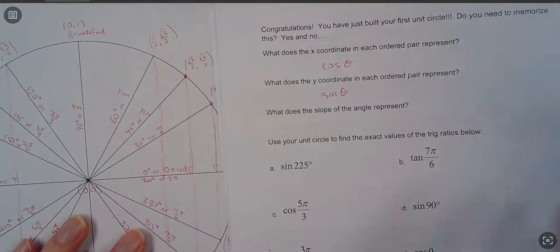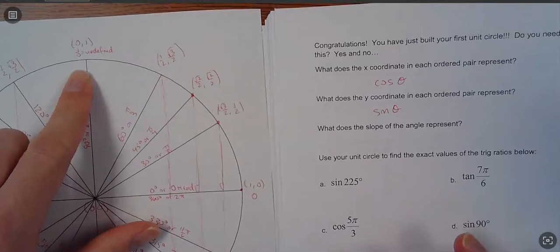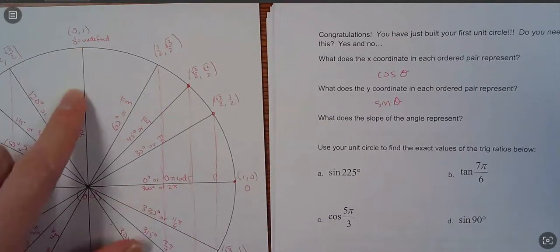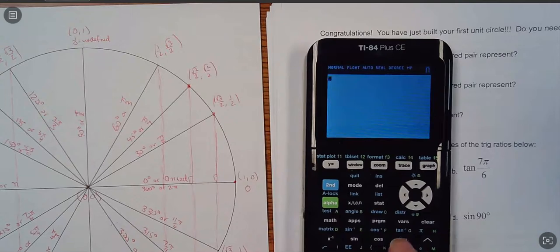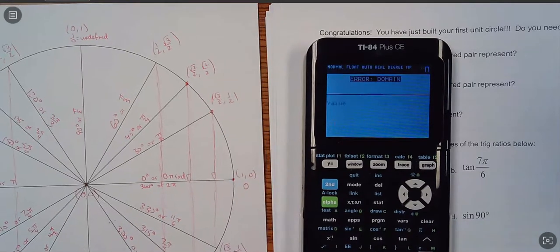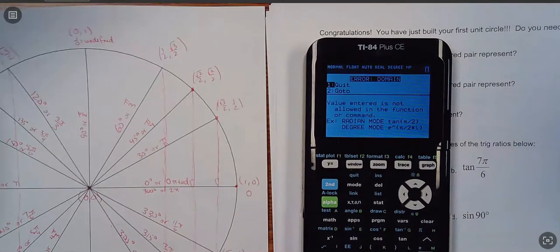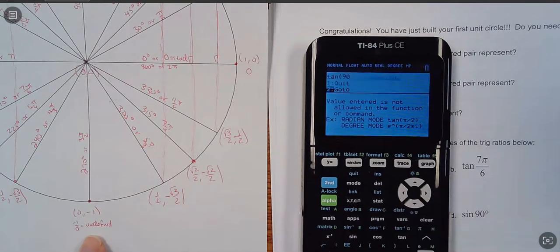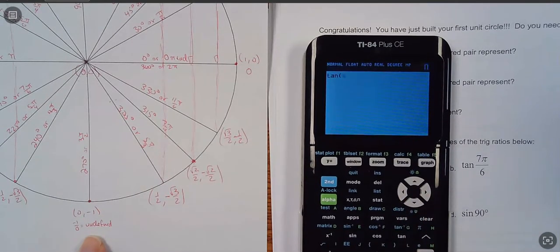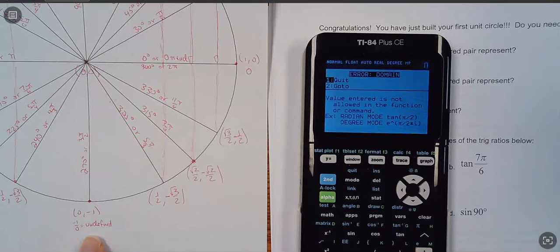Okay. Now the slope of these guys, I got into a little bit here. I have 1 over 0. Now look at 90. Let's try tangent of 90. So if I do tangent 90, what happens? Can't do it. What about down here, 270? Well, I got undefined here. So tangent of 270, undefined.